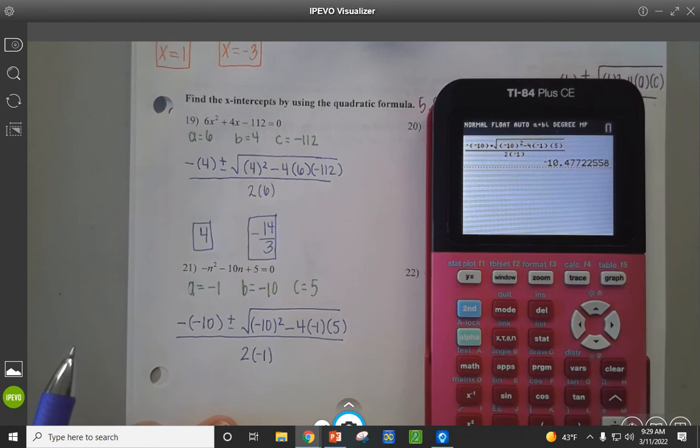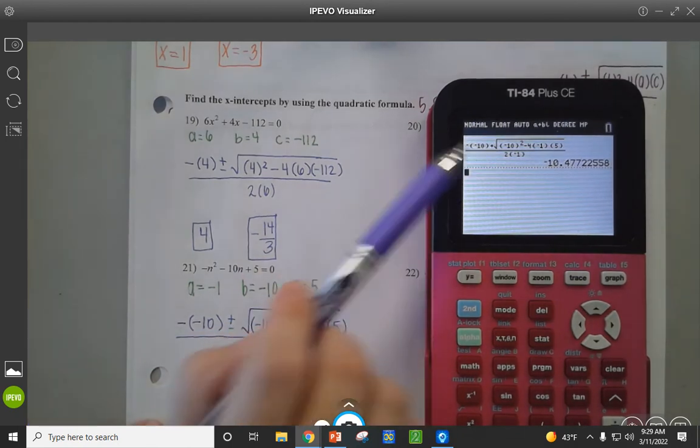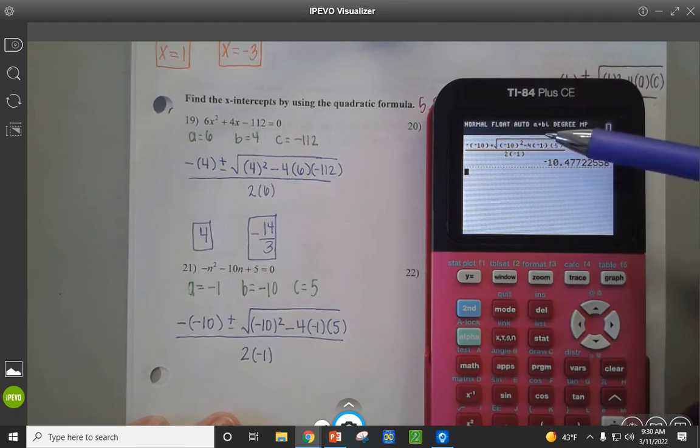Miss Johnson, I literally put it in there and it's still different. Did you put the plus or the minus? Did you put the negative 10 in parentheses? Did you put a minus or a negative there? Yeah, you shouldn't have got that. This should be a minus 4, not a negative 4. That could be your problem.